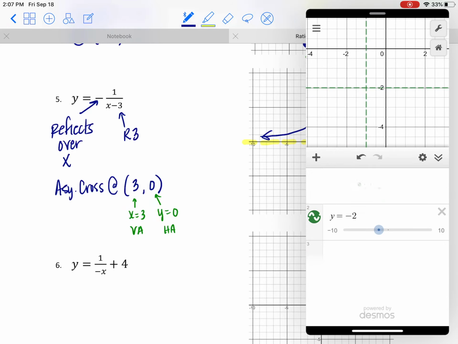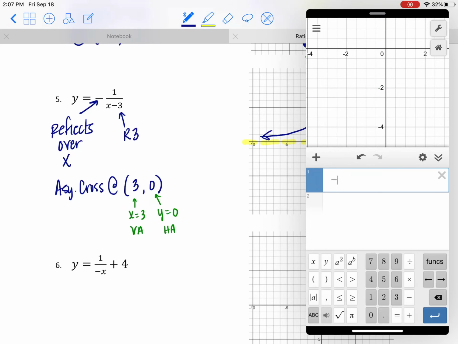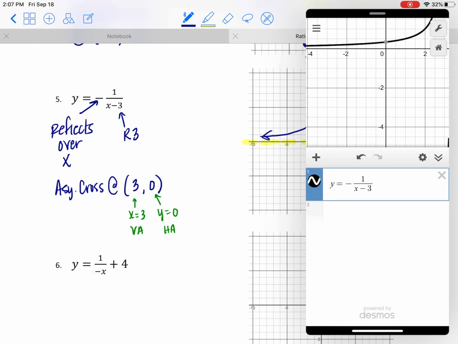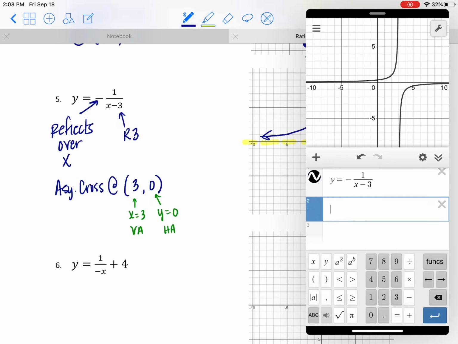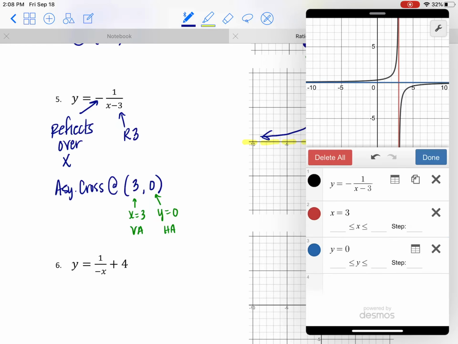And let's just confirm. So I should have y equals a negative, and then a fraction with 1 on the top and x minus 3 on the bottom. And let me hit my home button. There's those branches in the opposite corners than they were before. I'm going to type in my x equals 3. I'm going to type in my y equals 0. And then I'm going to change these to dotted lines. Dotted. And there it is.